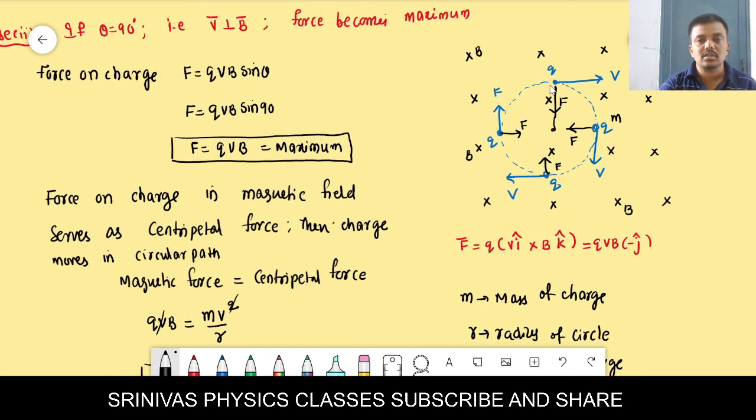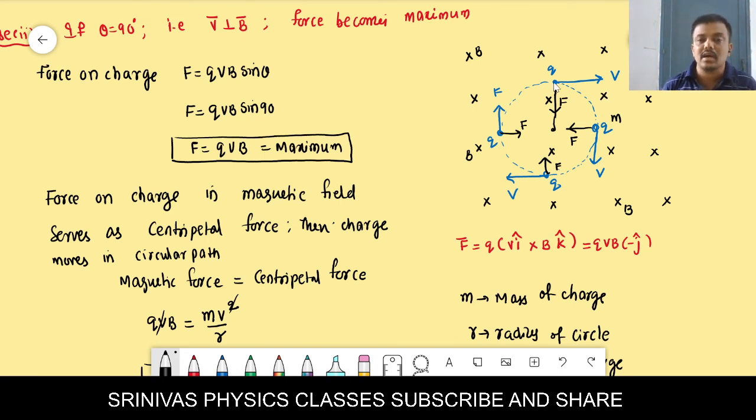You see here, charge is moving along the x-axis. Magnetic field is along the z-axis. Cross indicates z-axis, right? This is x. This is y. This magnetic field is along the z-axis, perpendicular to the plane. When charge velocity is along the x-axis and magnetic field along the z-axis, the x-axis and z-axis are perpendicular, so velocity is perpendicular to the magnetic field.